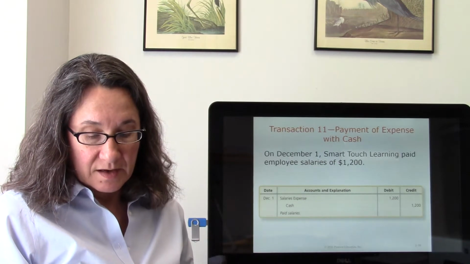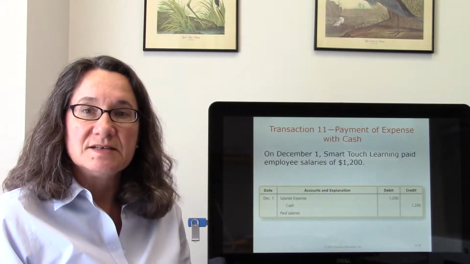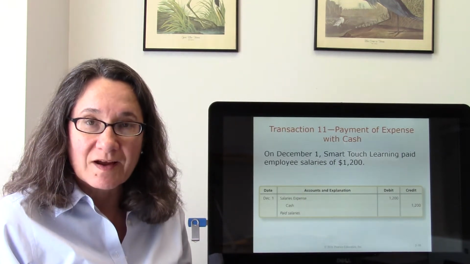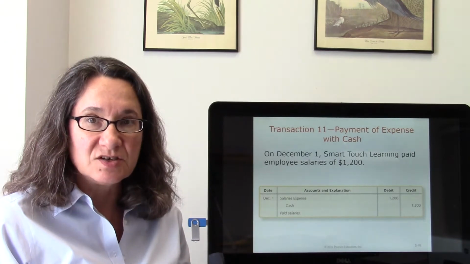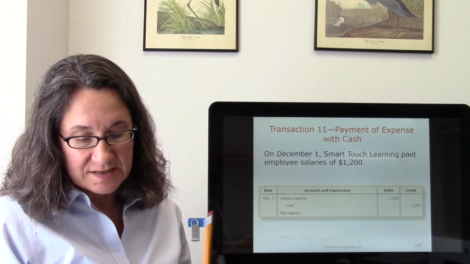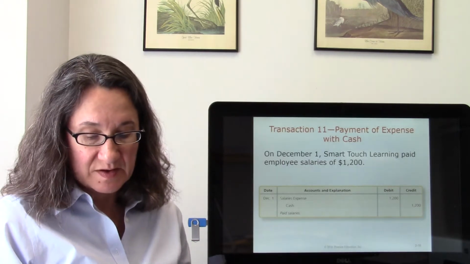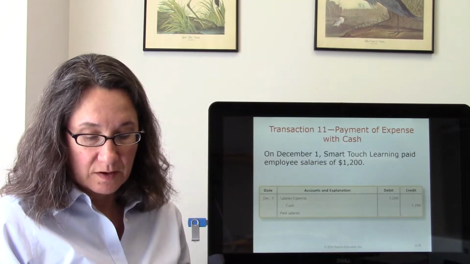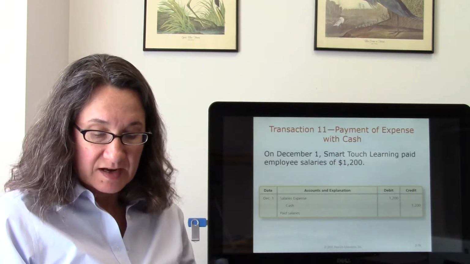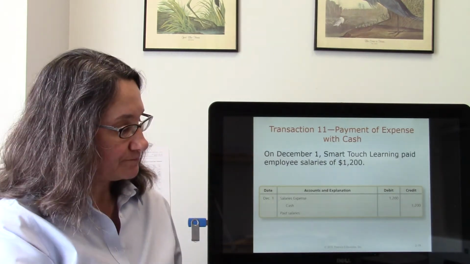So expenses, as you'll recall, decrease equity, right? Because it's stuff leaving the company. It's decreasing the owner's equity. So we decrease equity with debits. Salaries expense decreases equity, therefore we've increased it. So that's a debit.